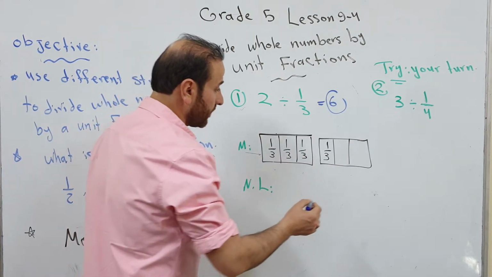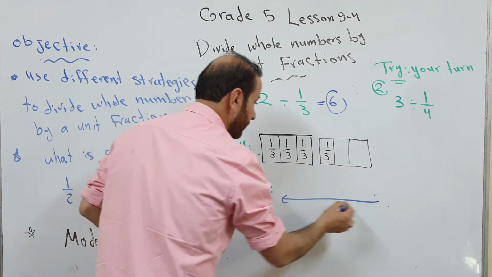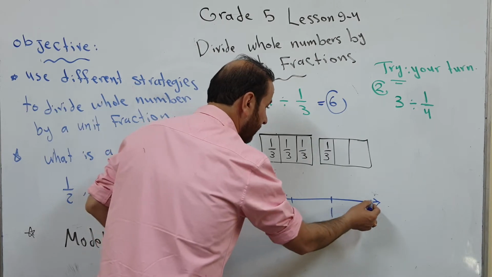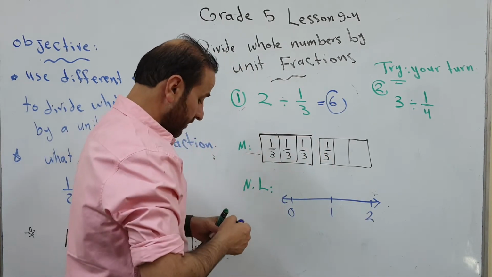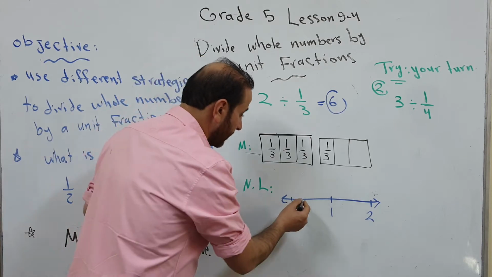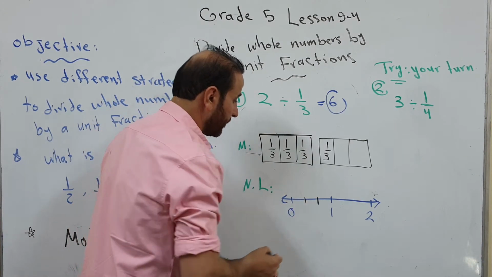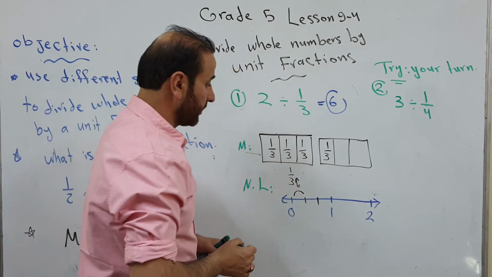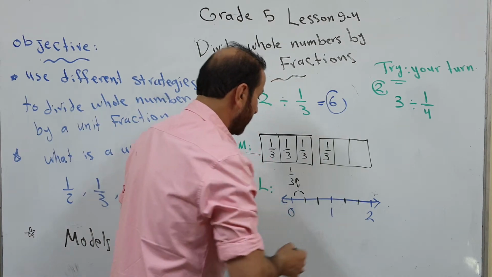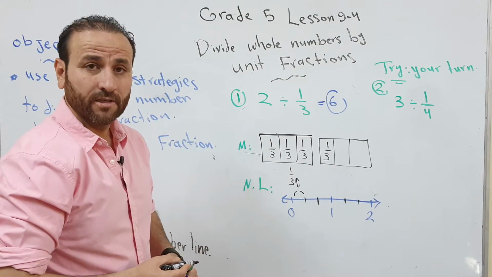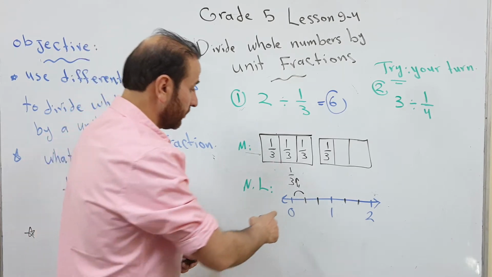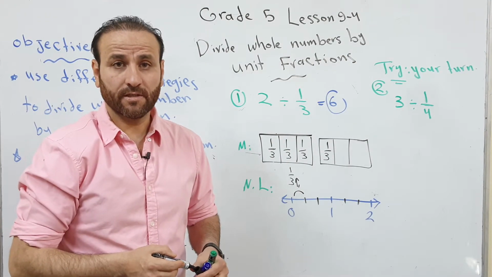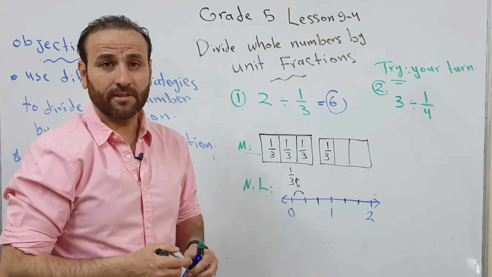If I want to use the number line, it will also be easy. Here 0, 1 and 2, because I have 2 wholes. Now I cut each whole into 3 parts. Each part represents 1 over 3. If you count how many thirds you have in the 2 wholes, 1, 2, 3, 4, 5, 6. So you have 6 thirds. So the answer is 6.